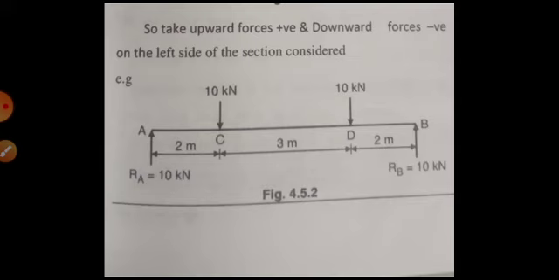A continuous beam is shown to you, having span equal to 3 plus 2 plus 2 is equal to 7 meter. Span is given, supports are there, a roller support and a simple support, and two loads are given of 10 kilonewton each, 2 meter from point A and 2 meter from point B. Let's see how the sign convention is to be taken.